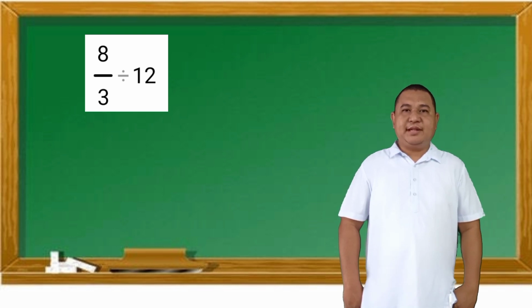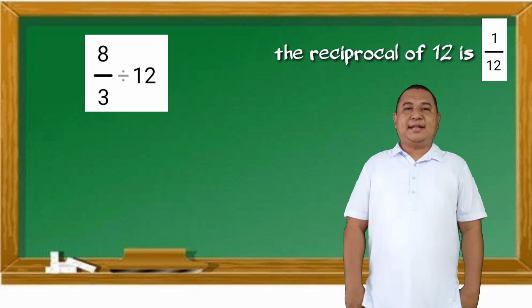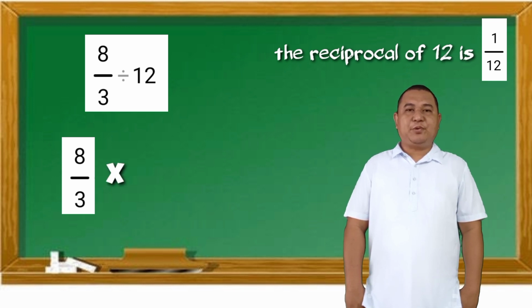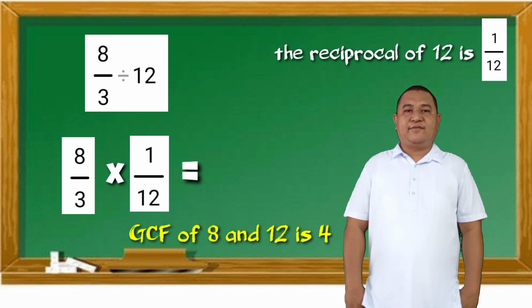Cancellation method may still be applied in this example. The divisor 12 is considered as 1 as its denominator. We have 12 over 1 as divisor and the reciprocal is 1 over 12. Copy the dividend 8/3. Change the division sign to multiplication sign. Then, the reciprocal 1 over 12. Since the numerator 8 and the denominator 12 have a common factor which is 4, divide both 8 and 12 by 4.